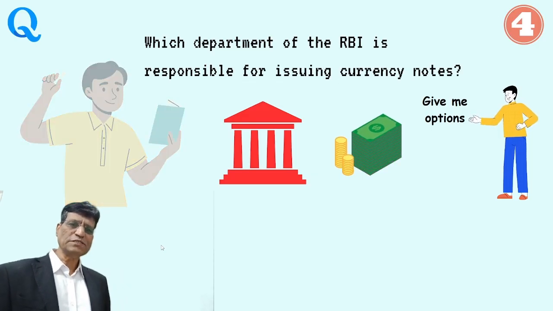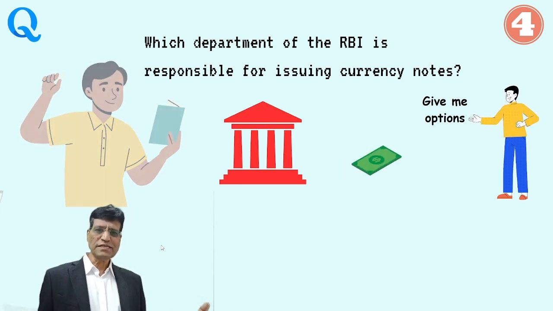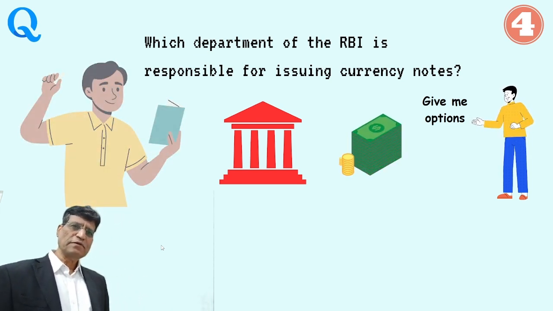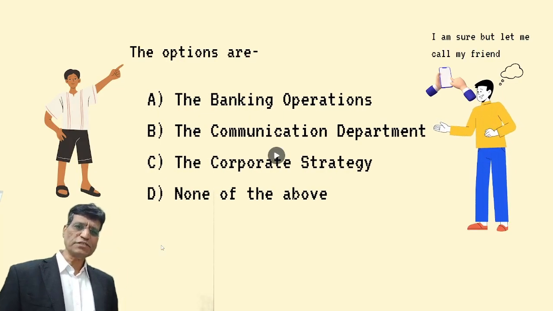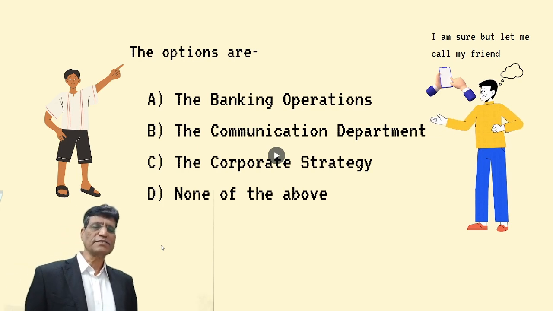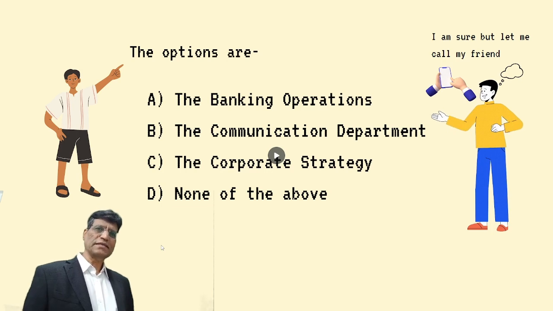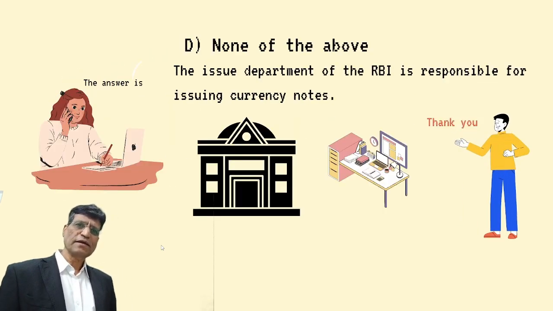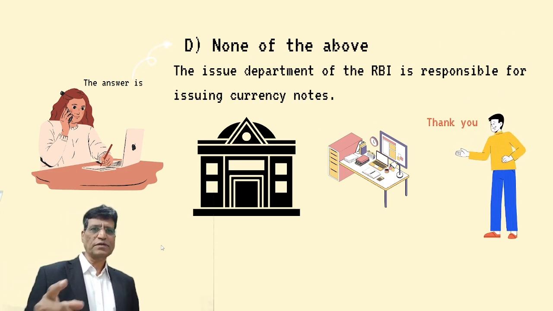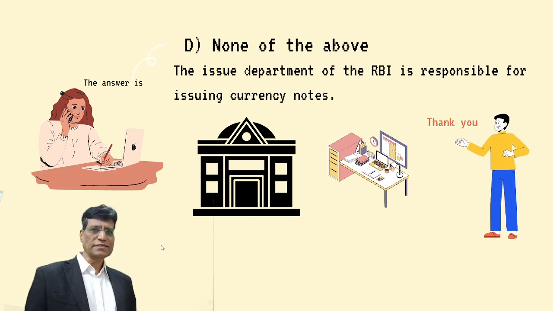Which department of the RBI is responsible for issuing currency notes? The options are banking operations, communication departments, corporate strategy, or none of the above. So far as the answer is concerned, it is the issue department. Therefore, it is none of the above. The issue department of the RBI is responsible for issuing currency notes. Therefore, the answer is D.